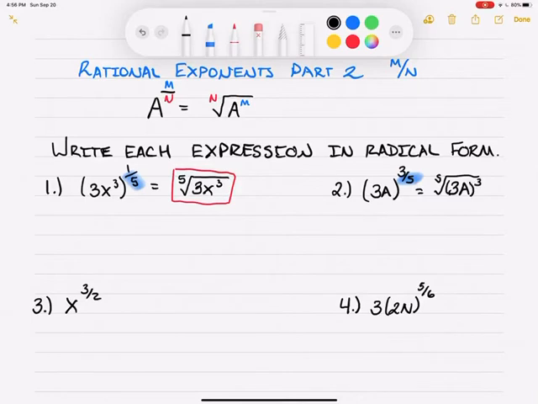Now, if you wanted to, you could distribute that 3 to the a and to the 3. When this happens, you're going to end up with the 5th root of 3 to the 3rd, a to the 3rd, and 3 to the 3rd is 27. So you'd have the 5th root of 27, a to the 3rd.